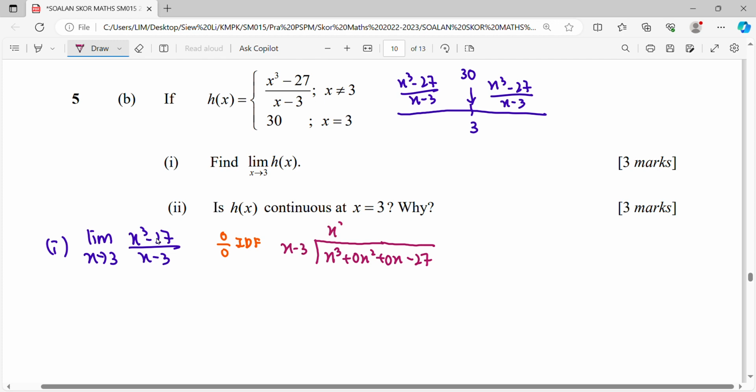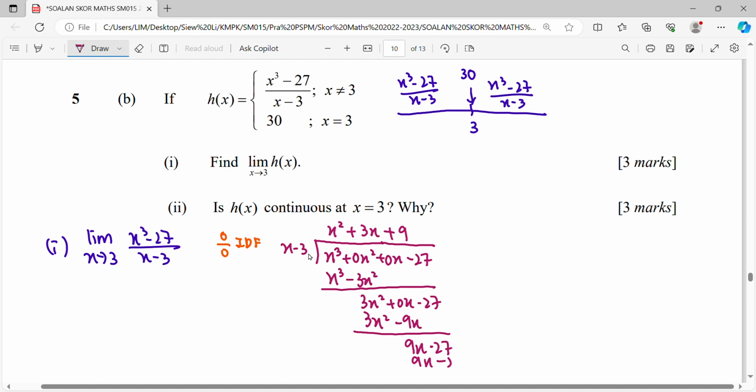We need an x squared as multiplier to get x cubed. Once we subtract, negative, negative becomes positive. Continue, we need a 3x times x to get x squared, 3x squared, then 3 times 3, here negative 9x. 0 minus negative 9 is positive. Then we need a 9. So 9x minus 3 is 27.